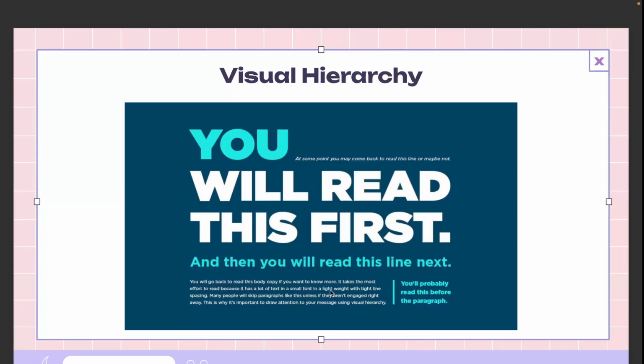And then you might have gone here, you might not have read it because again, it's very small, the spacing is very tight. You will get a headache reading it, right? So that is why, see, this is how visual hierarchy works.